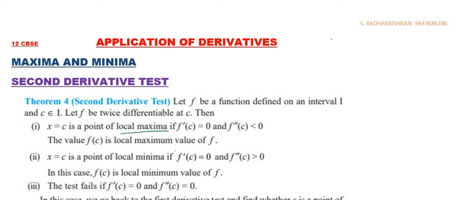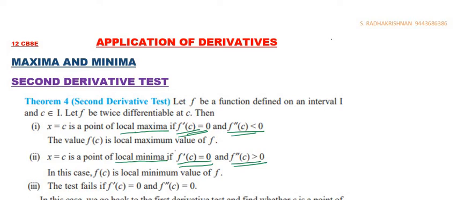See the first point, local maxima. The conditions are: f dash of c equal to 0 and f double dash of c less than 0. Similarly, see the second point, if x is equal to c is a local minima, then the condition is f dash of c is equal to 0 and f double dash of c must be greater than 0.